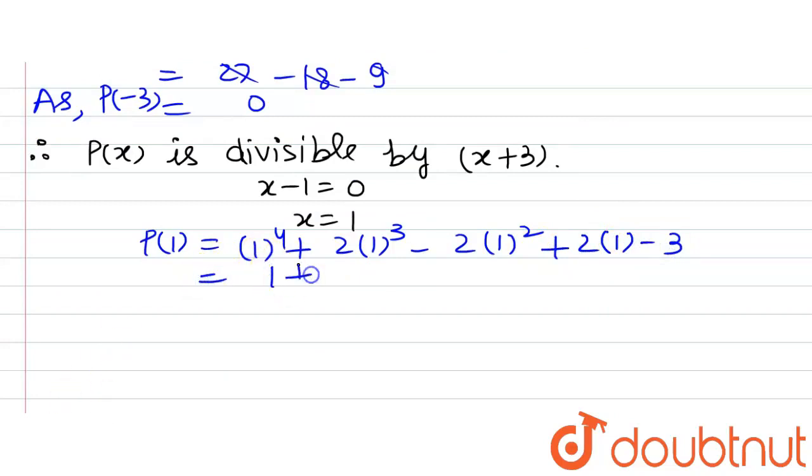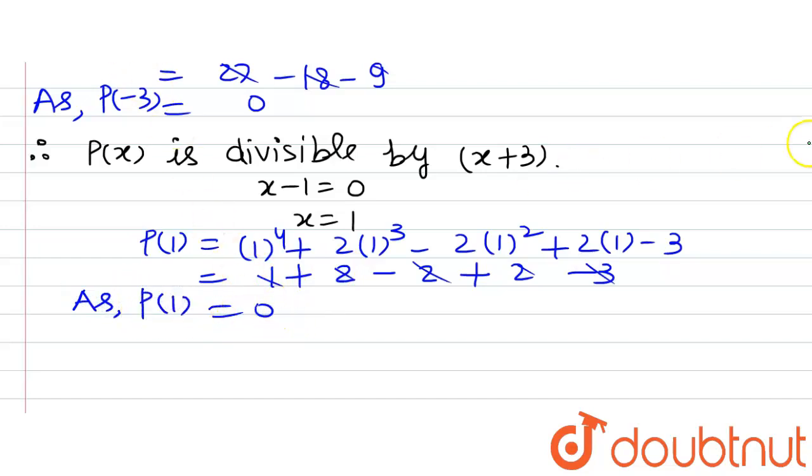1 raised to the power 4 is 1, plus 2 multiplied by 1 raised to the power 3 will give us 2, minus 2 multiplied by 1 raised to the power 2 is 2, plus 2 minus 3. Now on solving it we get 1 plus 2 is 3, 3 minus 3 is 0, minus 2 plus 2 is 0. So this will give us a 0. Now we can write that p(1) is equal to 0.